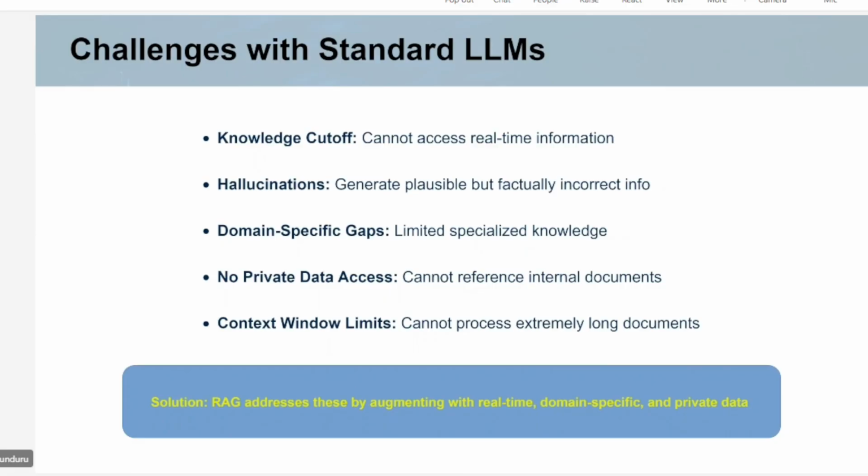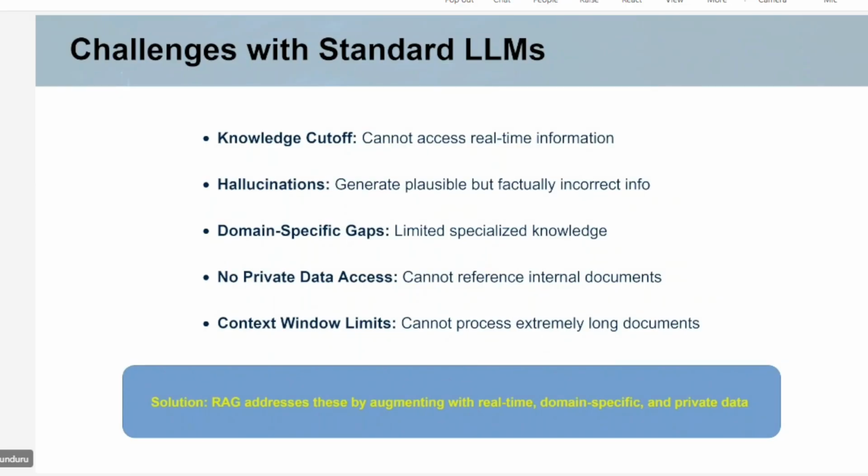Domain-specific gaps: limited specialized knowledge. Each LLM is trained on a specific set of data, and that data is limited. For example, a particular LLM is trained on the healthcare domain, or a particular LLM is generic. There are a lot of generally trained LLMs, but there may be missing pieces. If we want to do research on biology or microbiology, the LLM may not be able to answer many questions because it is not trained on that data.